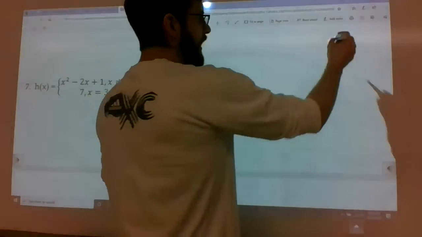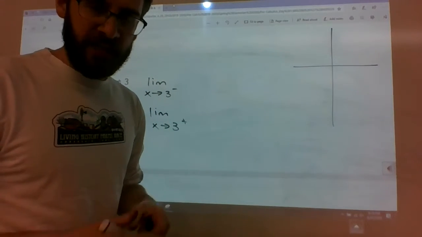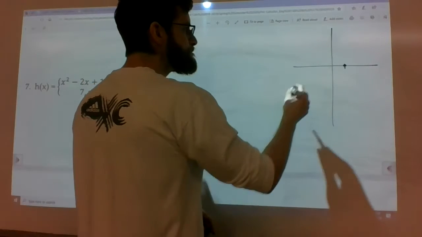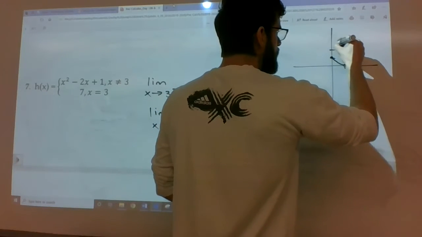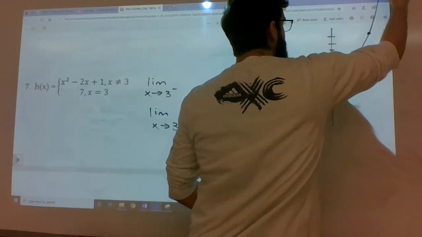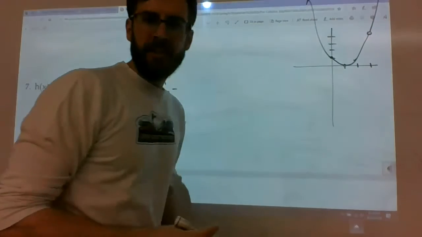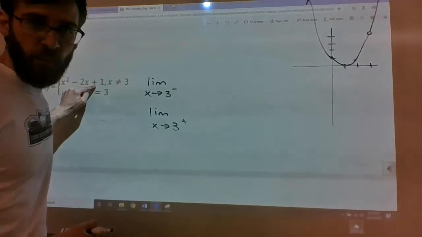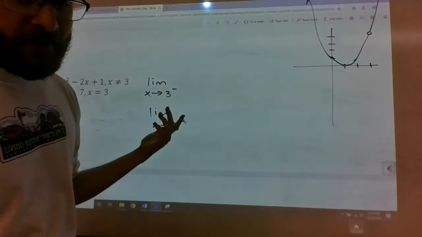Here, let me go ahead and graph this again for you. X squared minus 2x plus 1 is actually, if I put it in vertex form, shifted right 1 and looks like this. Where this right here is an open circle. That's what x squared minus 2x plus 1 looks like. It's a parabola with a hole at x equals 3.